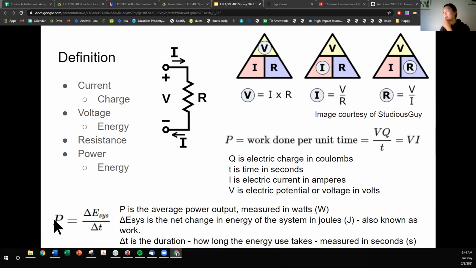Let's see, I want to go over units. Voltage, volts, current, amps, resistance, ohms, energy, joules, power, watts.